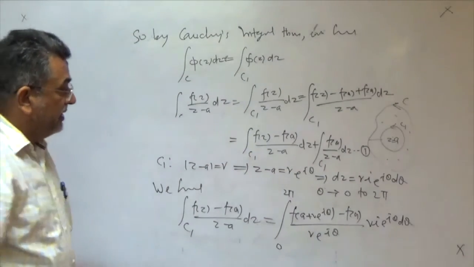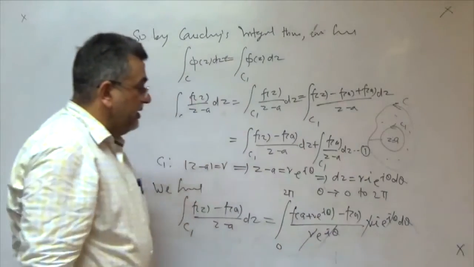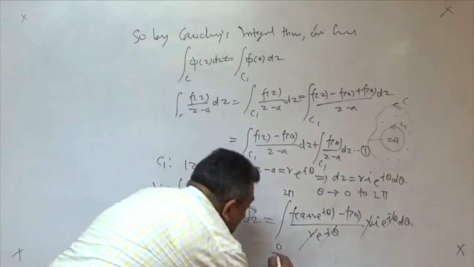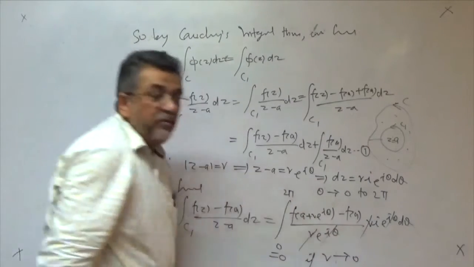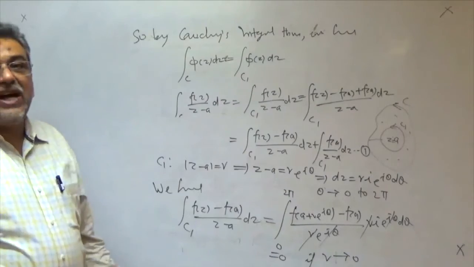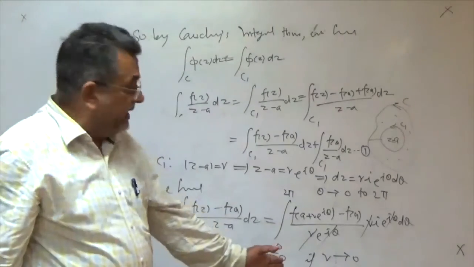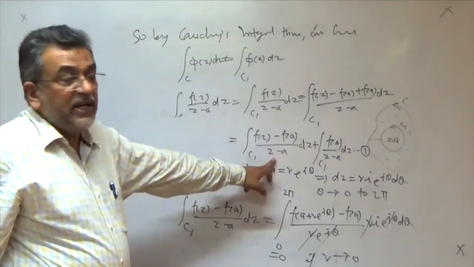From here r is cancelled out, e^(i theta) is cancelled out, and this is 0 as r tends to 0, because C1 is a small circle, so r is always approaching 0. If we take this limit, then this integral is 0. This is the first part of the right hand side.